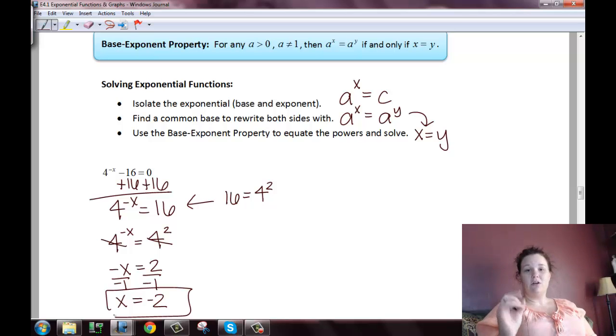Isolate the exponential, write them with the same bases, cancel the bases, solve what's left. Let's look at another one.